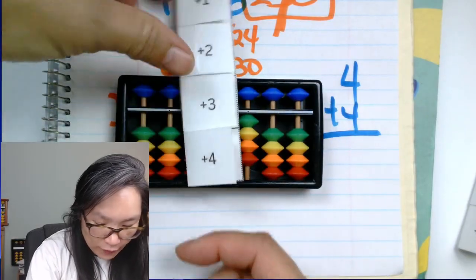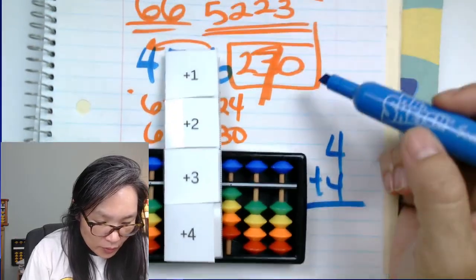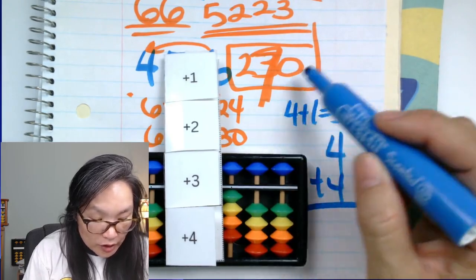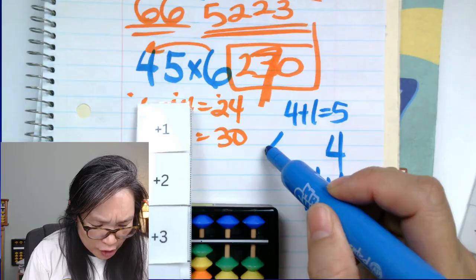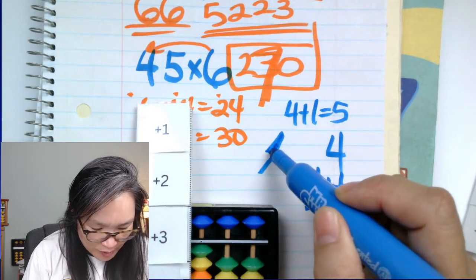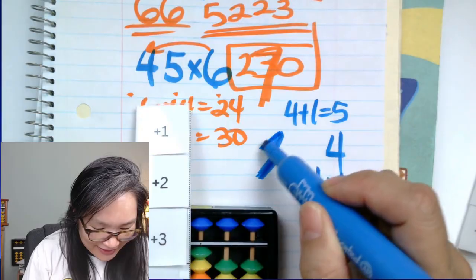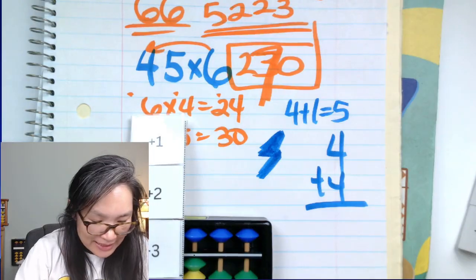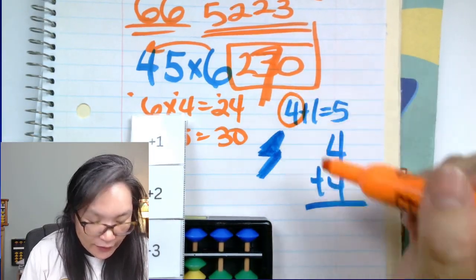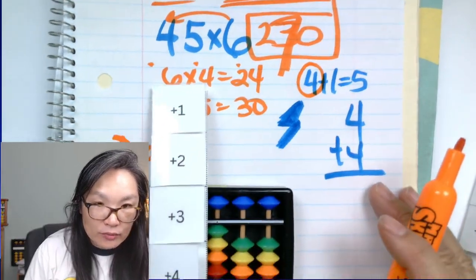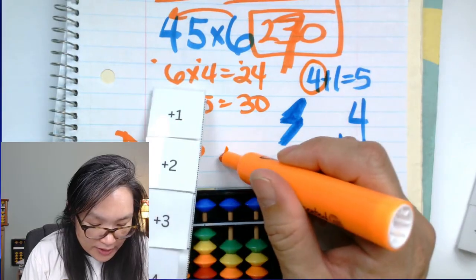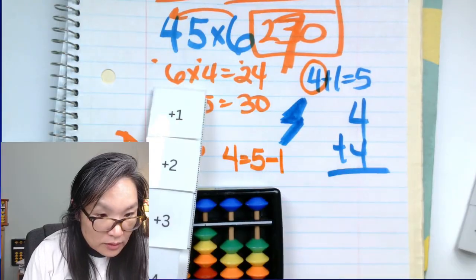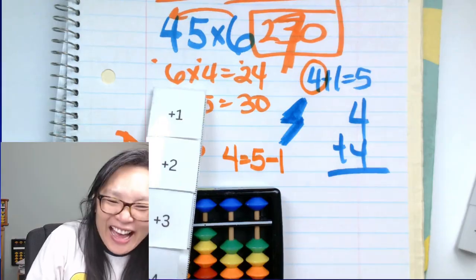Now, if I want to add the 4, remember we were taught 4 plus 1 is equal to 5. This is part of Common Core. But we're going to supercharge this, right? And this is supposed to be a lightning bolt. What are we going to do? We're going to isolate our variable. Isolating the variable is an algebraic term, right? We're going to say 4 is equal to 5 minus 1. 5 is too big, so we take away the 1.